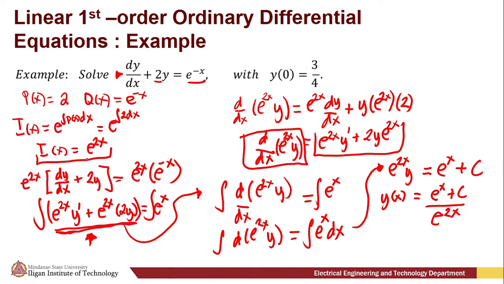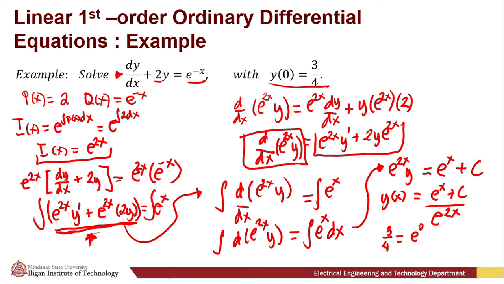Because of our integrating factor, the left-hand side of our equation can now be easily integrated. So, moving on, we're going to find the value of our arbitrary constant. We are going to use the initial condition y of 0 equals 3 over 4. So the value of our y is 3 over 4, then the value of our x is 0.